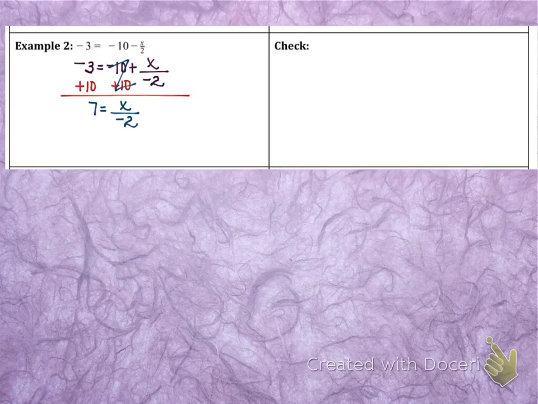Now we want to get rid of that division of negative 2. We can multiply each side by negative 2, and that will get rid of these. Negative 2 times 7 gives me negative 14 equal to x. And we're going to put that in set braces.